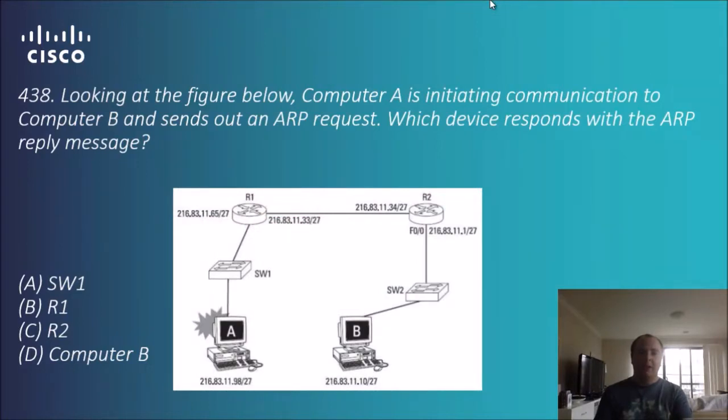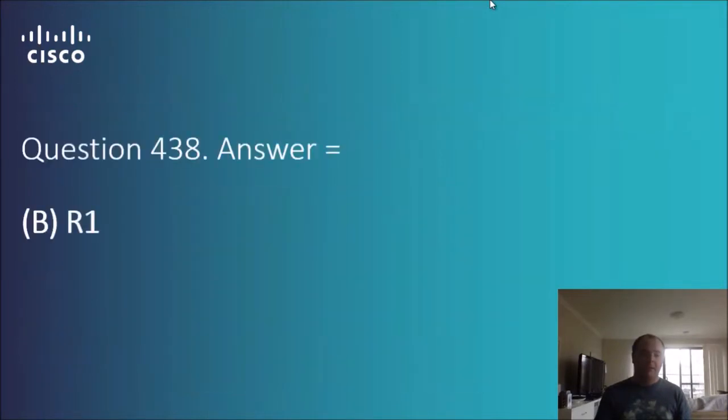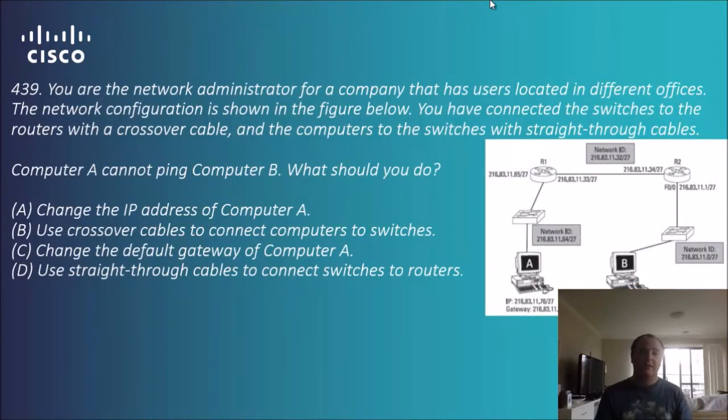438, looking at the figure below, computer A is initiating communications to computer B and sends out an ARP request. Which device responds with the ARP reply message? We've got switch 1, router 1, computer B. With the ARP coming back to computer A, the answer will be B, router 1, because it'll go through router 1 all the way to router 2, then computer B. Computer B will send the message back, and then the last link in the chain is router 1 to computer A.